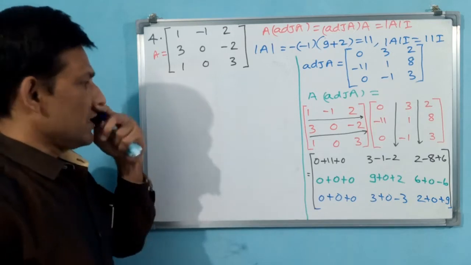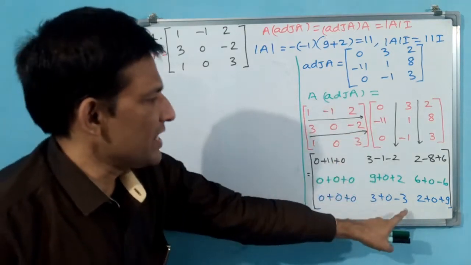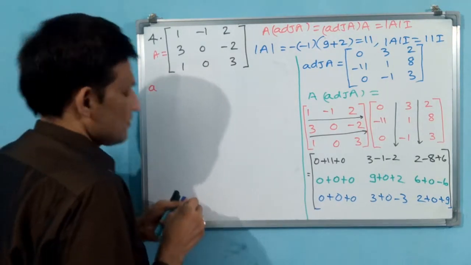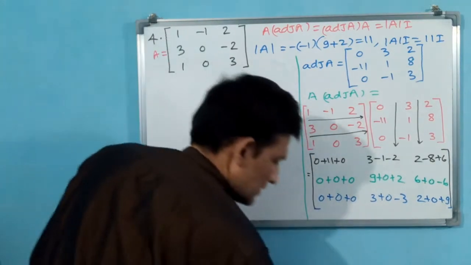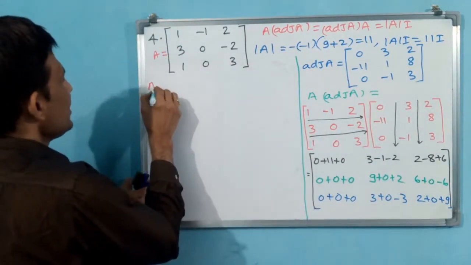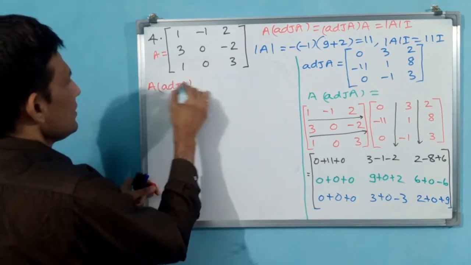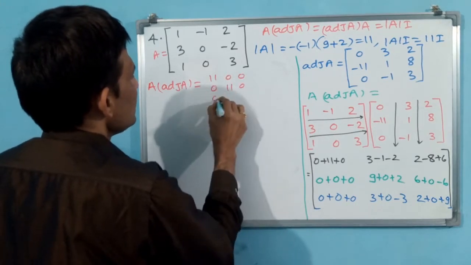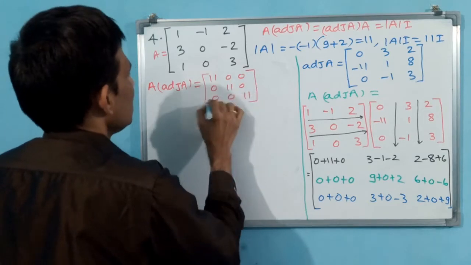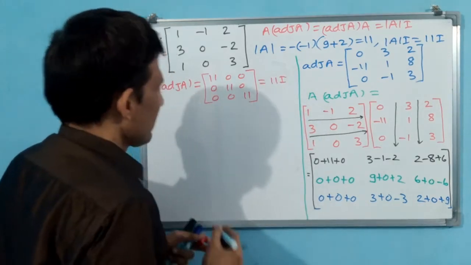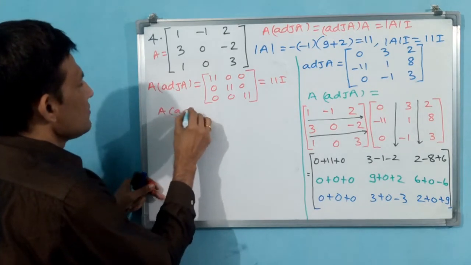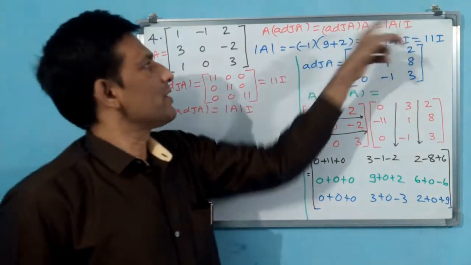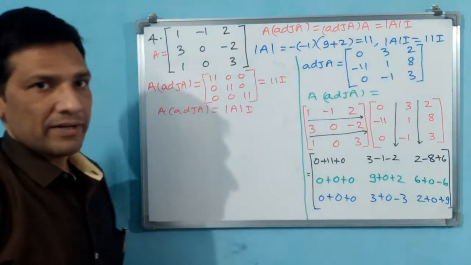Okay, see, A and A into adjoint A value, this has to come. Write down. A, sorry, capital A we have to write now. This one. A into adjoint A is equal to, what has come? 11 0 0 0 11 0 0 0 11 has come. This is equal to 11I. Or finally you can write A into adjoint A, 11I has come. That means A into adjoint A is equal to determinant A into I. See, these two have proved, like verified.